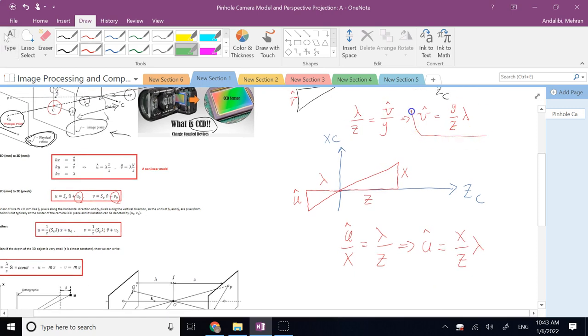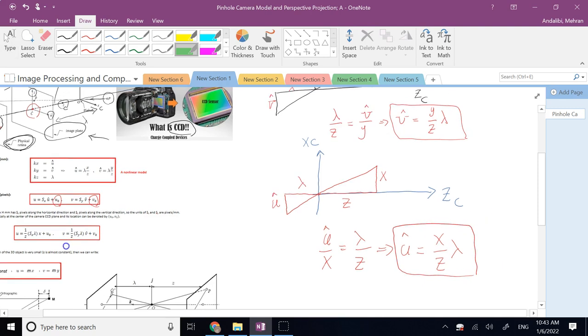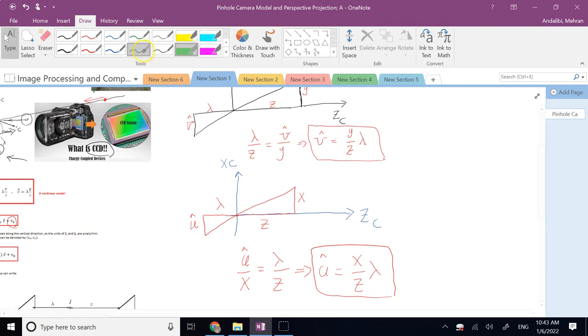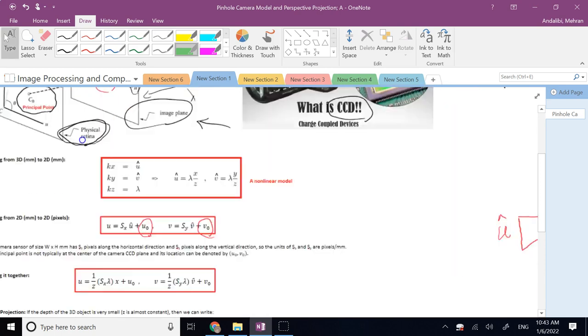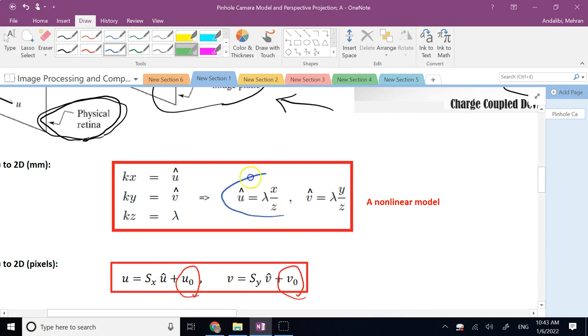So these two projections are going to give you what? The image plane coordinates, u hat and v hat. And you clearly see you go from a 3D point, which has x, y, and z, to a 2D point, which only has u hat and v hat. And that's what happens in any camera. You go from a 3D world to a 2D world because in a camera, everything happens on a flat plane. So you get these two initial equations that I just derived for you.